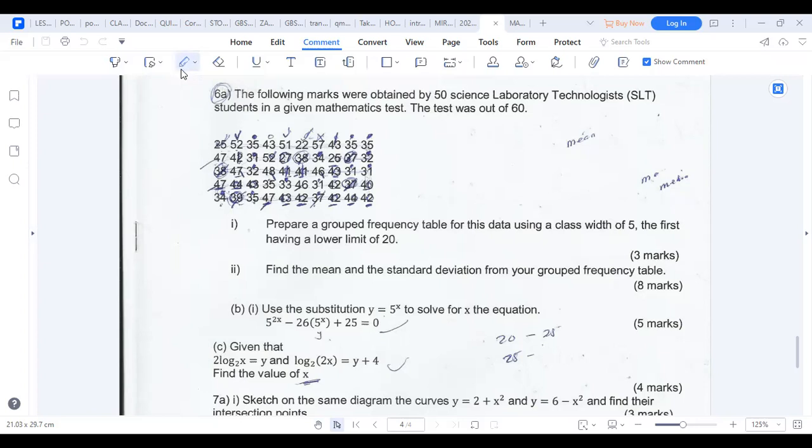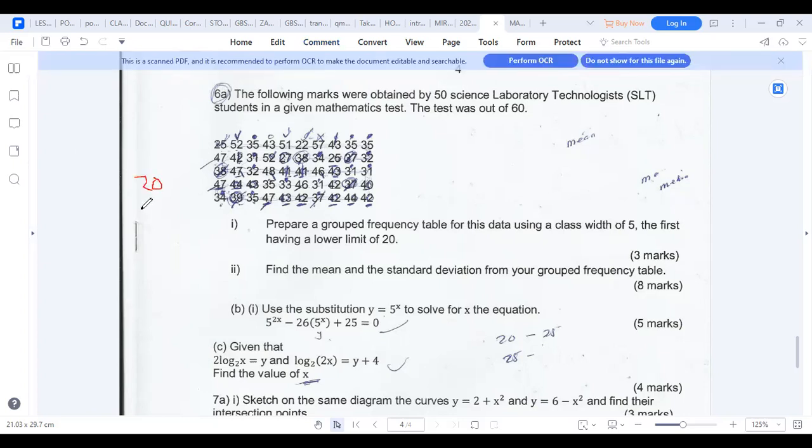I've given you a trick: if I've given you a lower limit of 20, your shortcut will be to do this. So meaning here, 20 to 25, 35. You need to identify the highest number in here. The test was out of 60, so which one is the highest number? Is it 52? Or is there a number more than 52? All right.